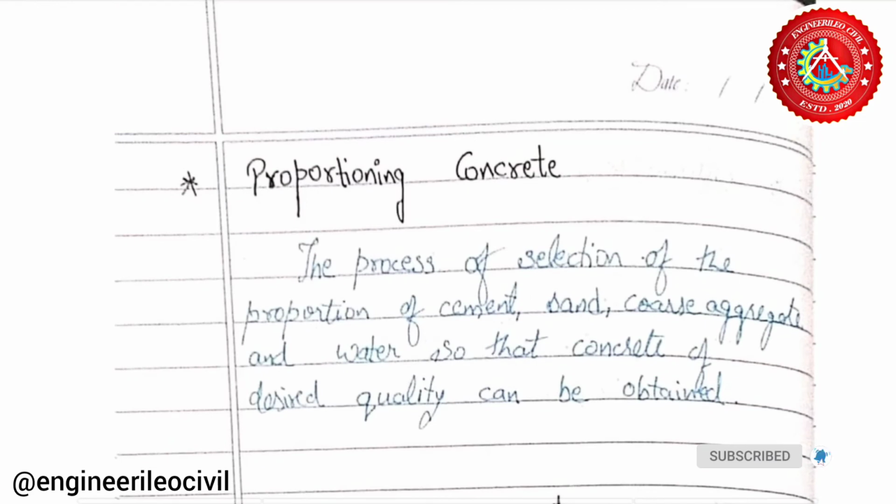So, our next most important topic is proportioning of concrete. It is the process of selection of the proportion of cement, sand, coarse aggregate and water as learned above, so that concrete of desired quality can be obtained. The proportion should be such that the resulting concrete has the following properties. The first is that fresh concrete should have enough workability so that it can be placed in formwork economically. The second is that the cost of materials and labor needed to form concrete should be minimum. The concrete should possess maximum density so that it will be watertight and stronger.